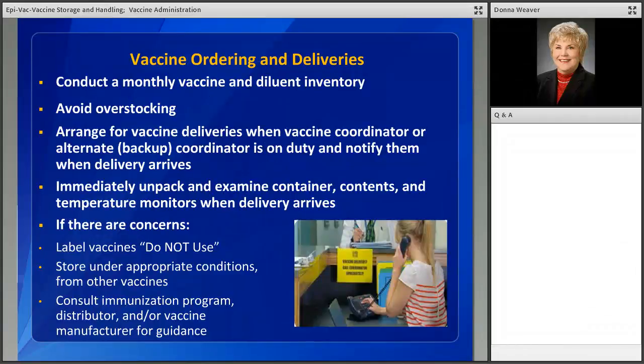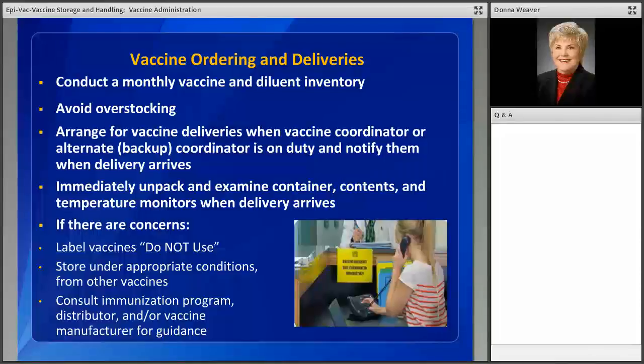To avoid overstocking and to ensure that you have on hand the vaccines you need, conduct an inventory of your vaccines and diluents at least every month. Another issue that can sometimes cause problems and expensive loss of vaccines is improperly handling vaccine deliveries. Try to arrange for deliveries when the vaccine coordinator or alternate is available and notify them immediately when the shipment arrives. Examine deliveries as soon as they arrive and then store the vaccines at the proper temperatures right away. Examine the shipping container and its contents for any evidence of damage and cross-check the contents with the packing list to be sure they match.